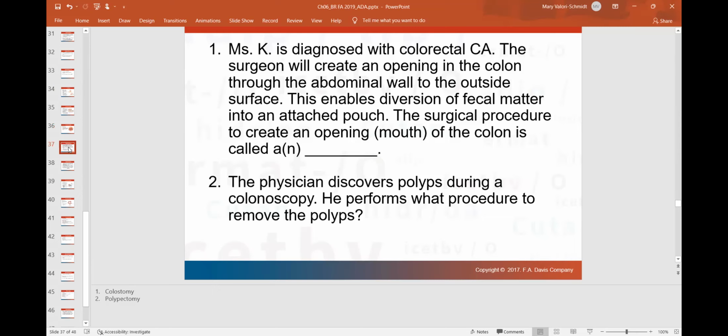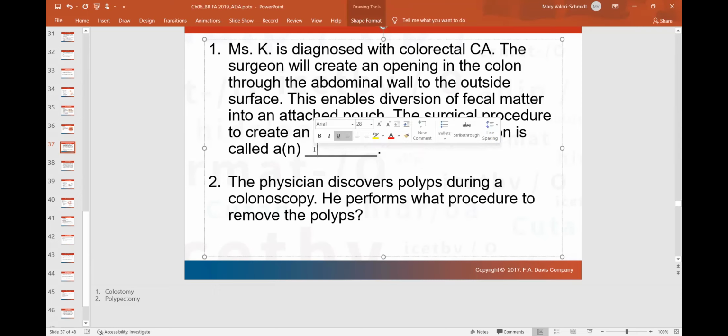Miss K is diagnosed with colorectal cancer. CA is cancer. The surgeon will create an opening in the colon through the abdominal wall to the outside surface. This enables diversion of fecal matter into an attached pouch. The surgical procedure to create an opening, a mouth, of the colon is called a, or an... If you said colostomy, you were right.